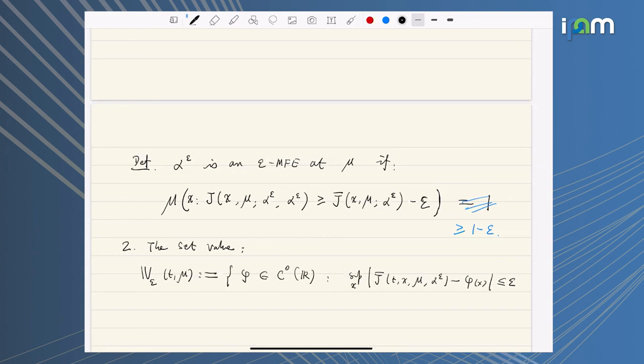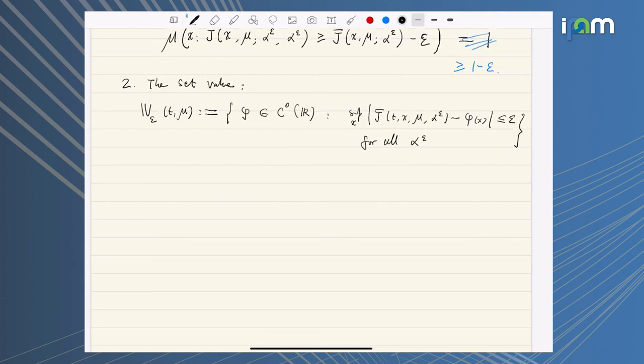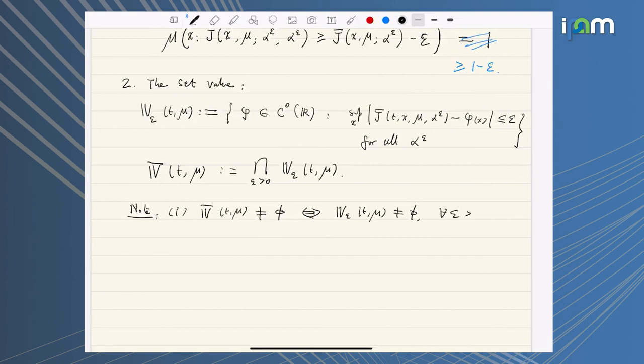So there are three errors here. One epsilon, one epsilon, one epsilon here. For all alpha epsilon. Okay, so that's a V epsilon. And my value is this. The real value I'm going to talk about is this. And let me put, so it's in the intersection, okay. So this guy is nice.